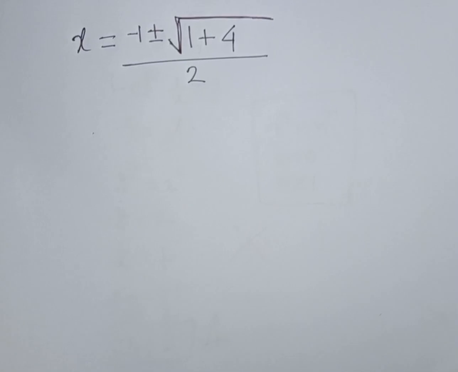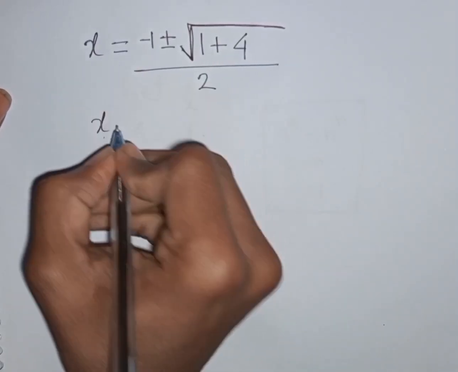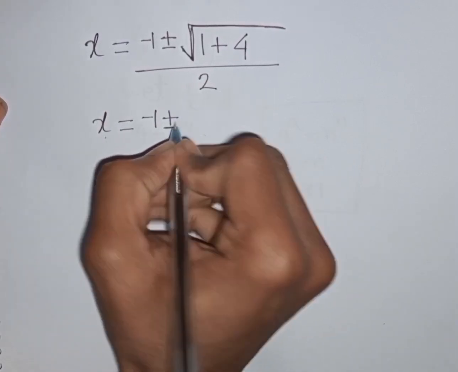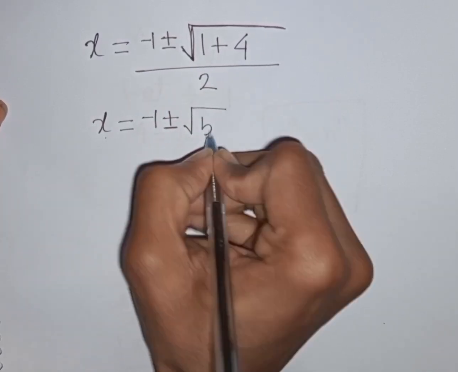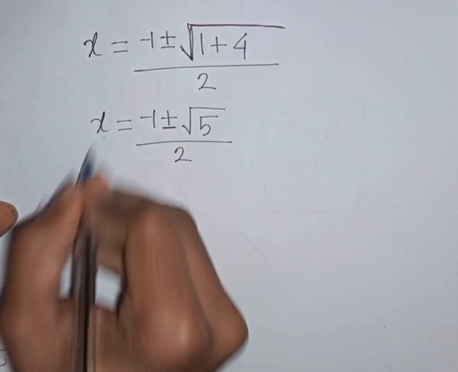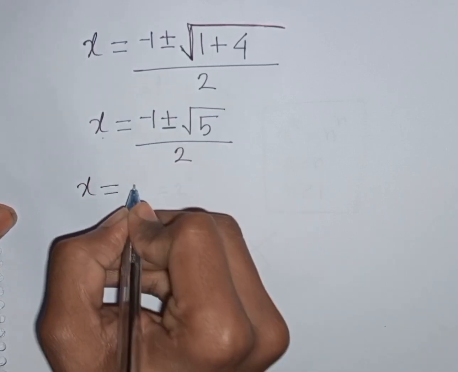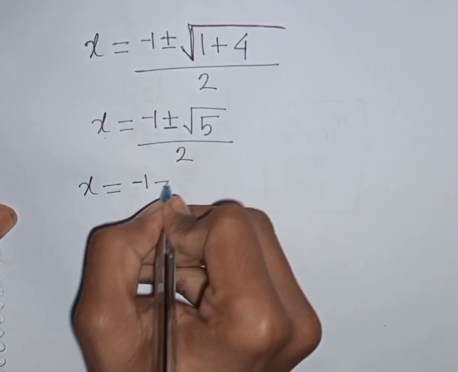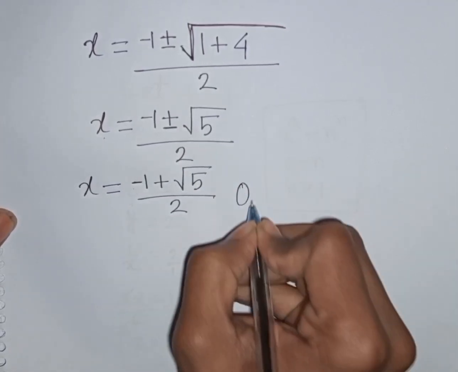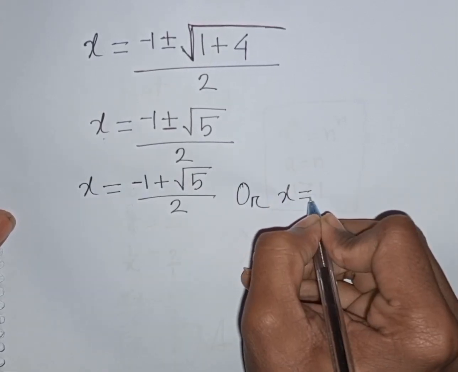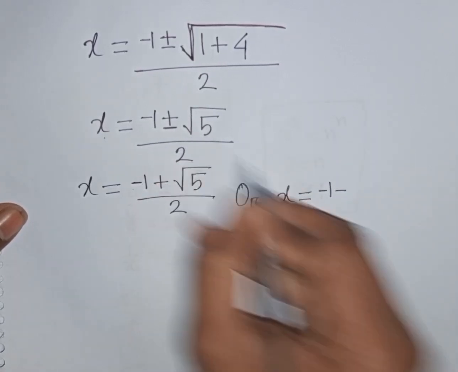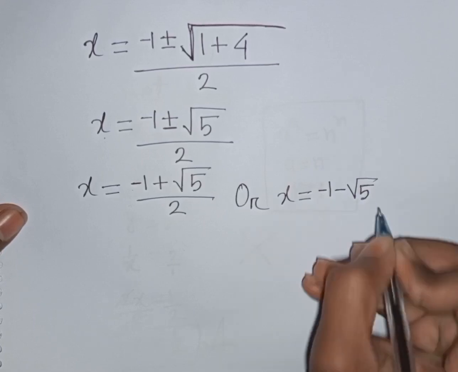Now we can write here x is equal to minus 1 plus or minus the square root of 1 plus 4, that means it will be 5, then divided by 2. Now we see here two cases, so you can write here x is equal to (minus 1 plus square root of 5) divided by 2, or x is equal to (minus 1 minus square root of 5) divided by 2.